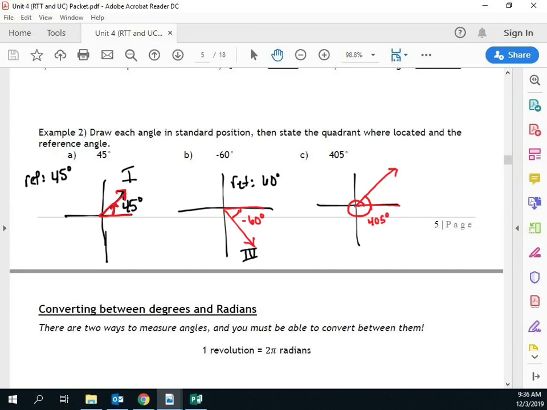So, what you could say is this, that 405 and 45 degrees are coterminal angles. 405 and 45 degrees are coterminal because they both end in the same spot. So, going here now to look at what is our reference angle? 45 degrees. 405 took us into what quadrant, guys? First.